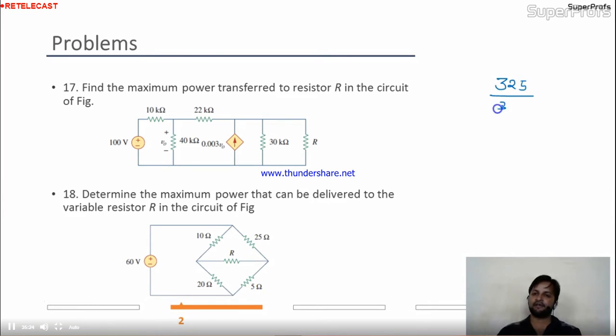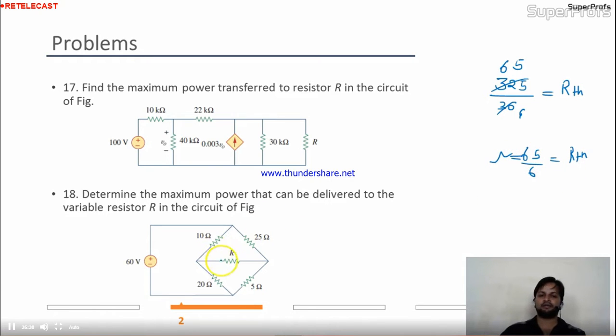325 divided by 30. This is nothing but your RTH. You can divide it by 5. 65 by 6. This is nothing but your RTH in ohm. Okay. Now you can calculate VTH also over here. Tell me the value of VTH.